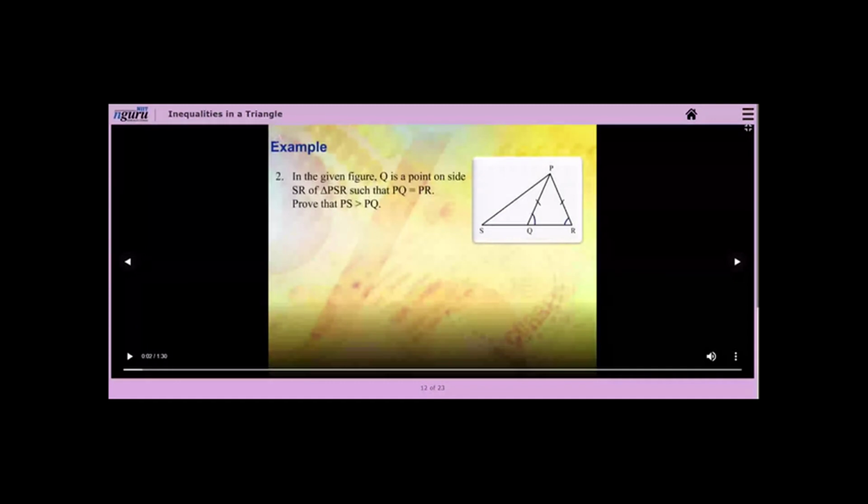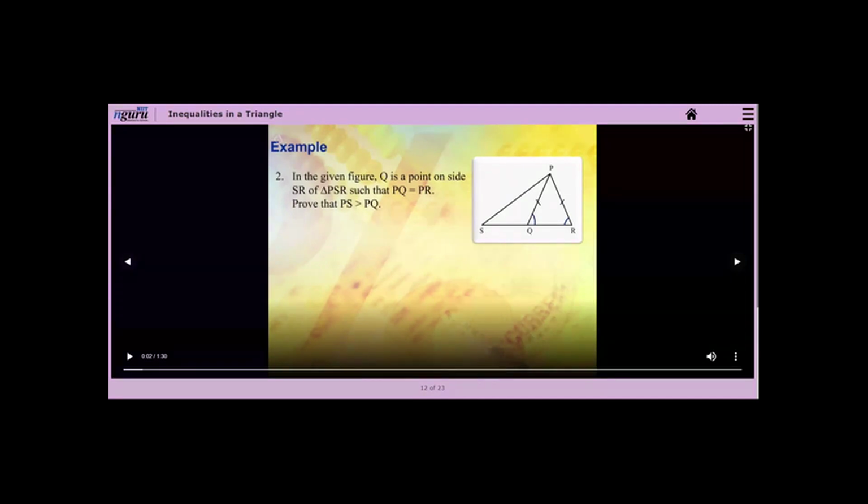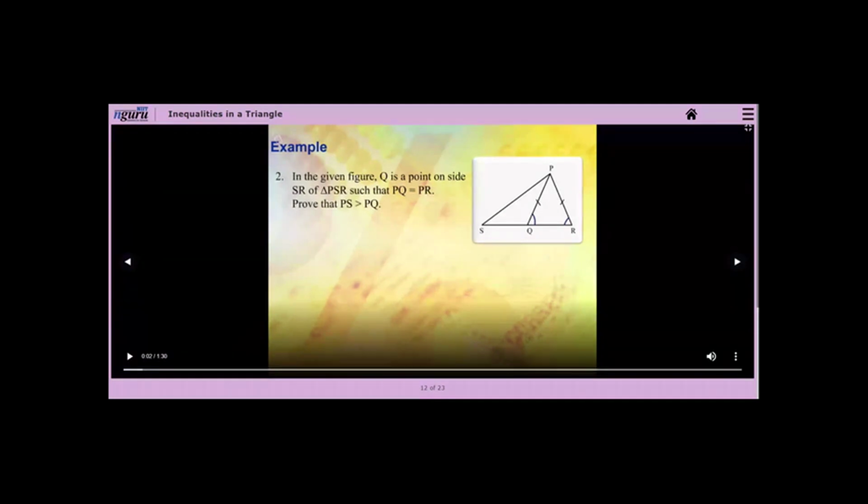In the given figure, Q is a point on side SR of triangle PSR such that PQ equals PR. You have to prove that PS is greater than PQ. How can you prove? PS is greater than PQ. Angle PQ are equal to? Angle S and angle P, angle Q.